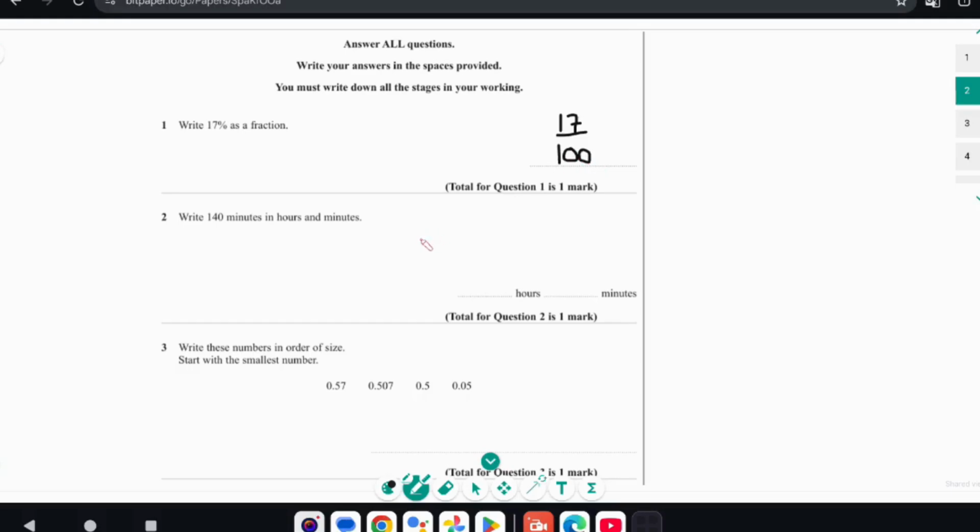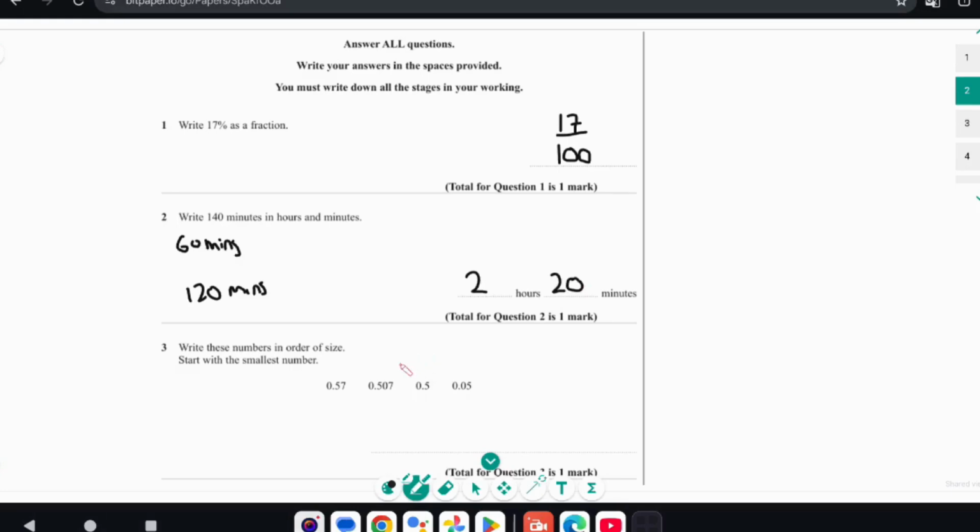Write 140 minutes in hours and minutes. So every hour is 60 minutes. So 60, 120 takes you to 2 hours. So 2 hours takes you to 120 minutes, and the 20 minutes left over.